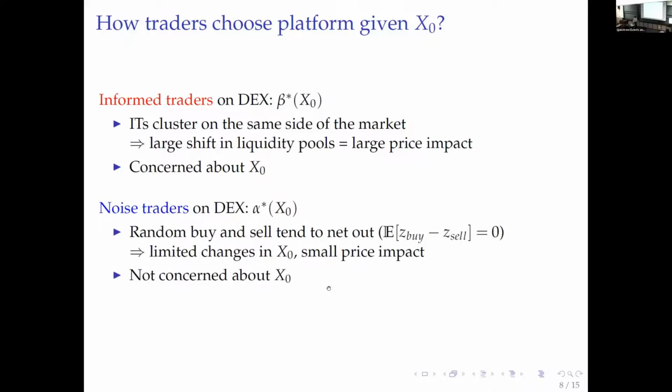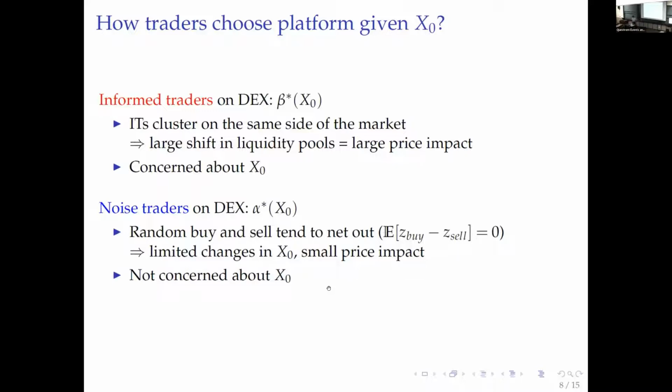But in contrast, noise traders, they're not really concerned about liquidity because, as I said, noise traders are random guys. So random buy and random sell orders tend to cancel out due to the law of large numbers. So the liquidity on a DX will not change that much, and each noise trader will incur only a limited price impact. So that's why they are not really concerned about liquidity on a DX.